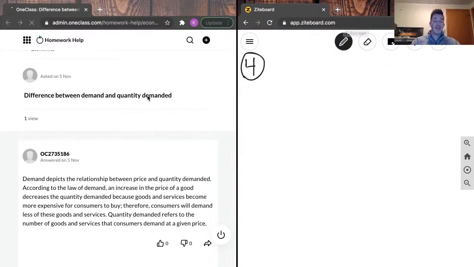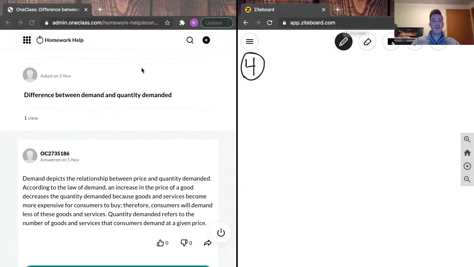What is the difference between demand and quantity demanded? Our junior tutor has written that demand depicts the relationship between price and quantity demanded. According to the law of demand, an increase in the price of a good decreases the quantity demanded because goods and services become more expensive for consumers to buy. Therefore, consumers will demand less of these goods and services. Quantity demanded refers to the number of goods and services that consumers demand at a given price.